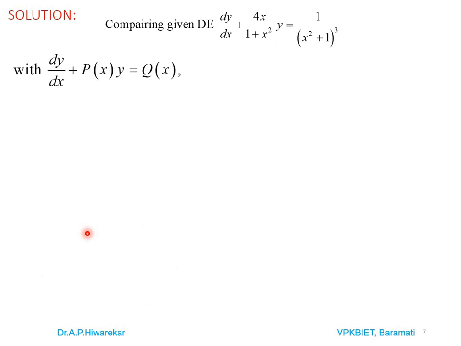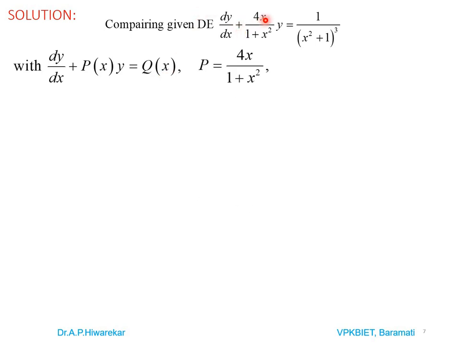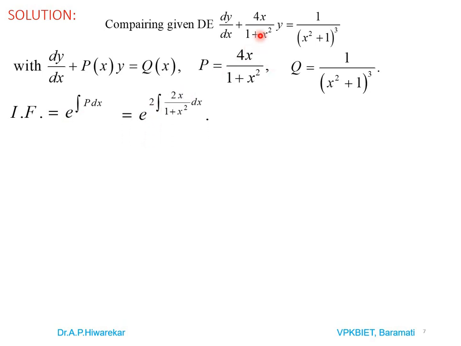So comparing this equation with dy by dx plus p of x into y is equal to q of x, the value of p is 4x divided by 1 plus x square, and the value of q is 1 by (x square plus 1) cube. So the integrating factor is e power integration of p dx, means e power integration of 4x, I will write 2 into 2x divided by 1 plus x square dx.